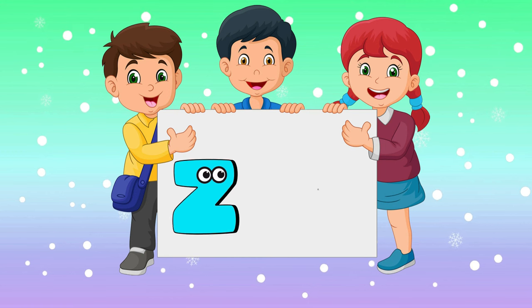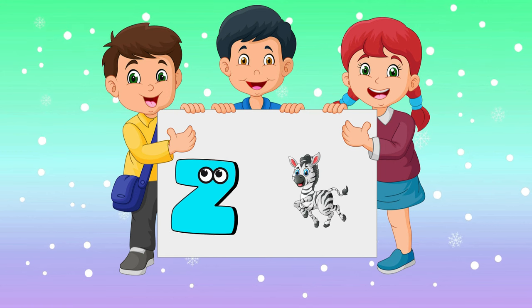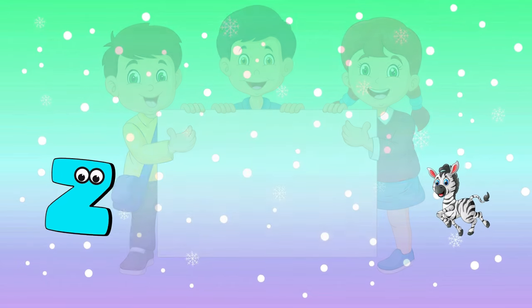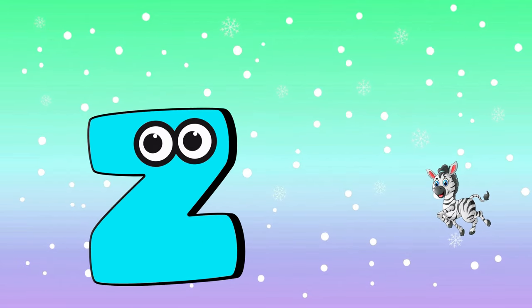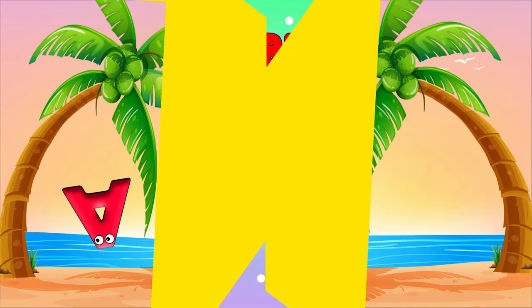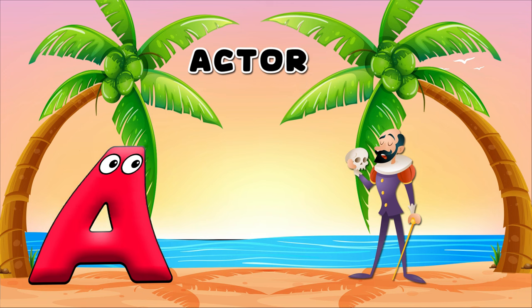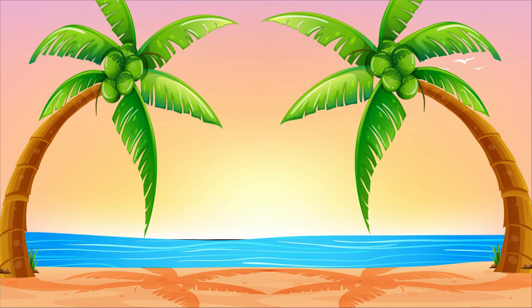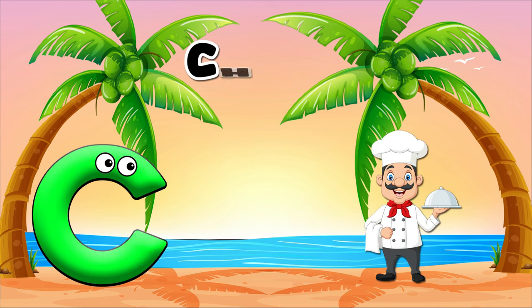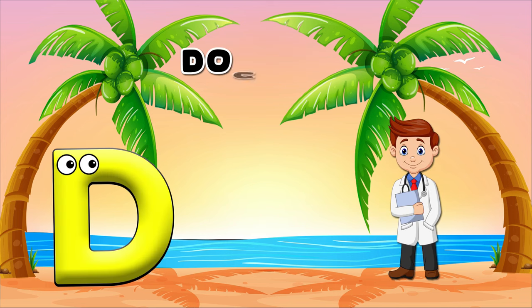Z for zebra. A is for actor. B is for barber. C is for chef. D is for doctor.